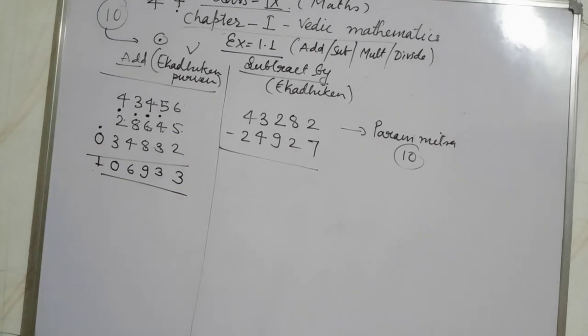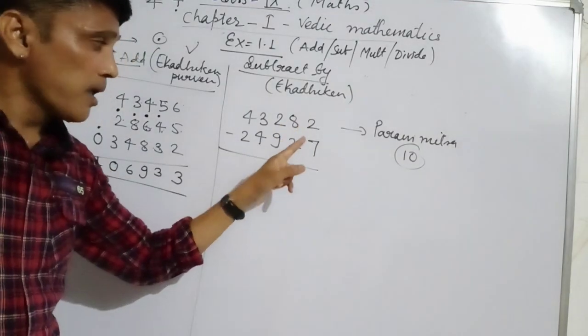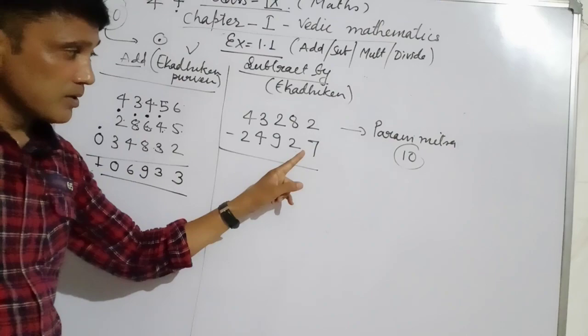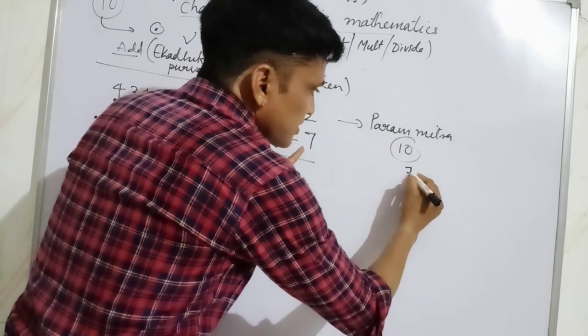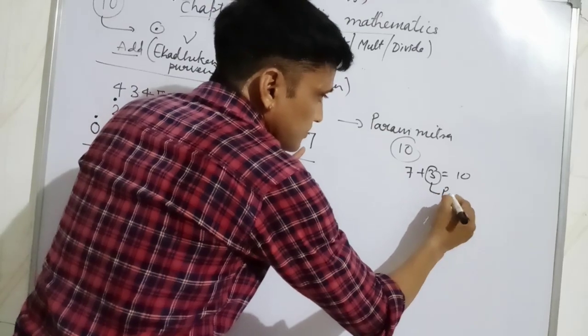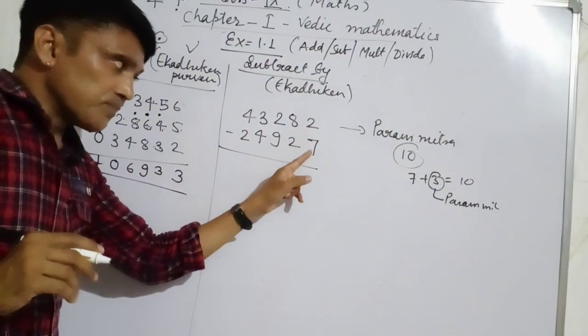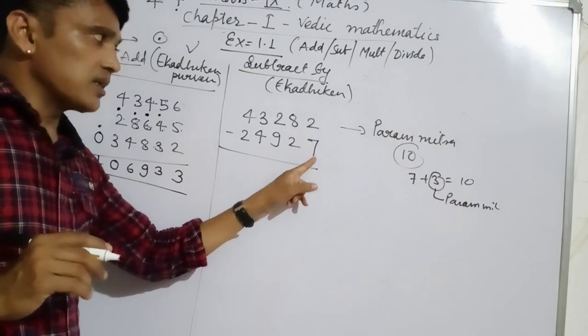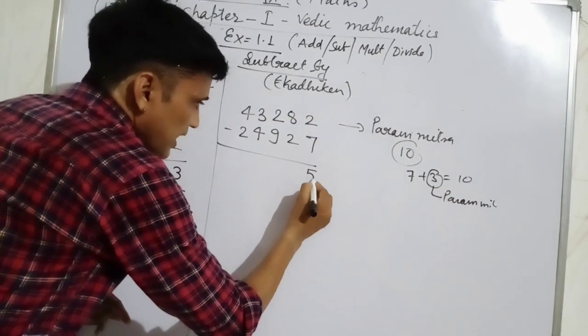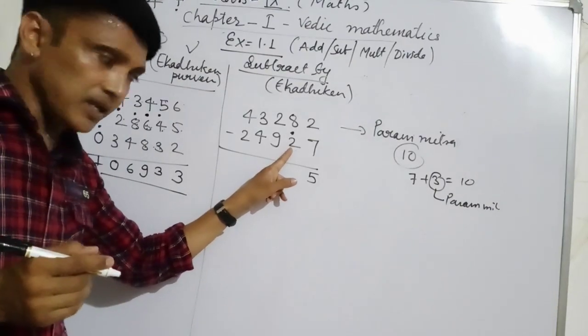Now see, if 7 is not subtracting from 2, we need the Param-Mitra of 7. Who is the Param-Mitra of 7? 7 plus 3 is equal to 10. This is called Param-Mitra. Okay, the Param-Mitra of 7 is 3, 3 plus 2 is equal to 5. Put the Ekadhik dot on the next digit. Now this is not 2, this is 3.